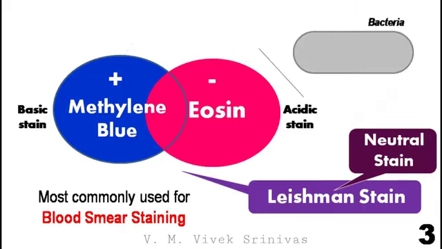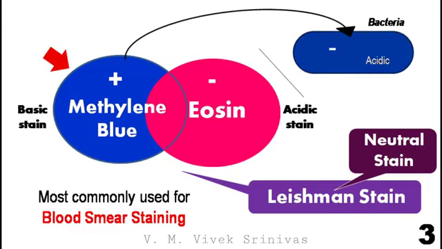But microorganisms, like bacteria, have mostly acidic components. That is, they are negatively charged. So, they have a high affinity for the basic stain, that is, the positively charged stains, like methylene blue. So, the bacteria appear deep blue on Leishman staining.